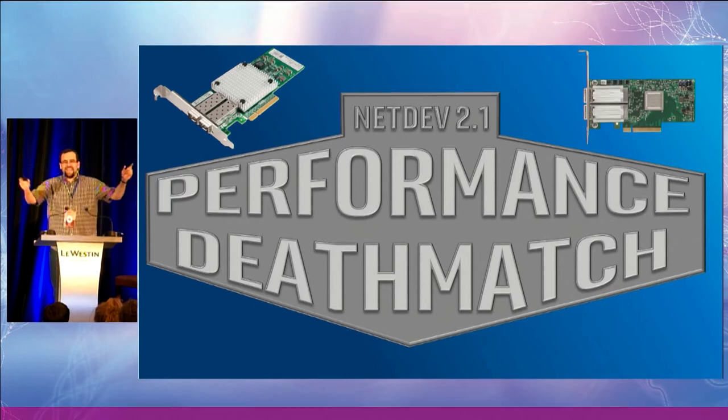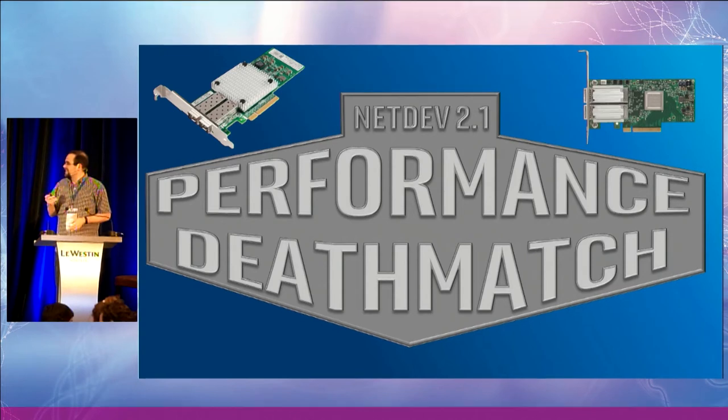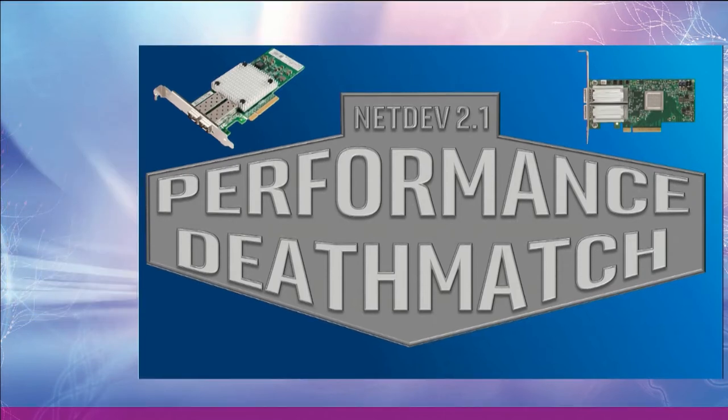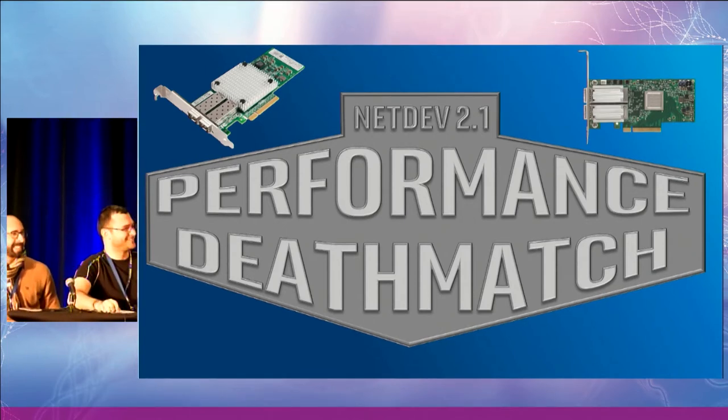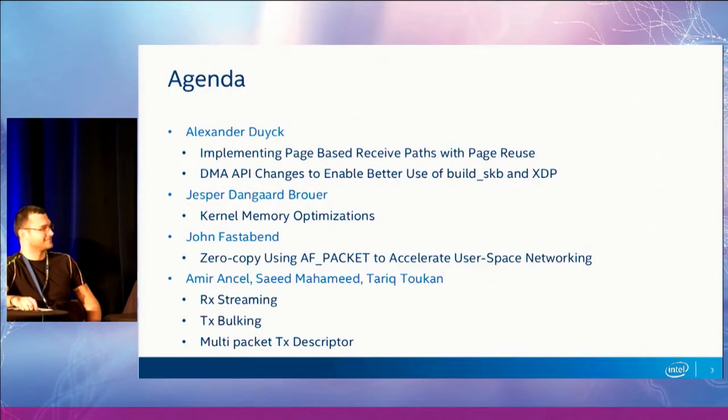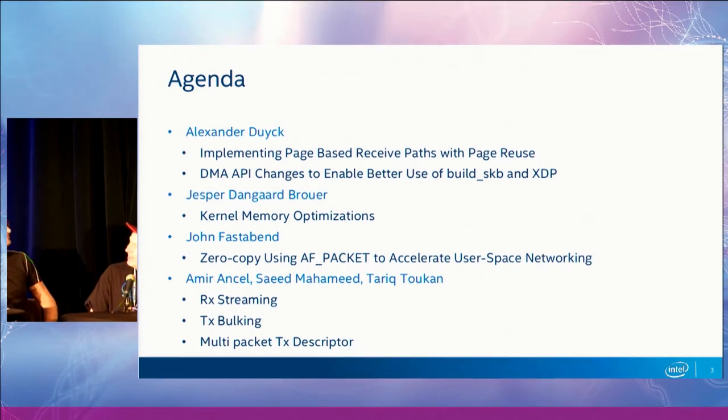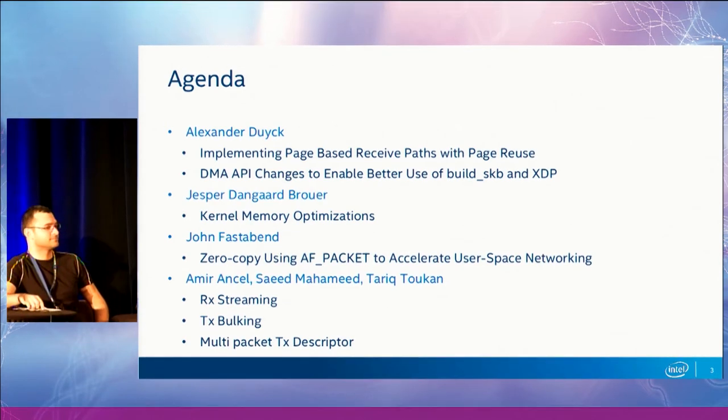At this end of the stage, we have myself and John Fastebend representing Intel. We have Jesper Dangard Brouwer representing... What's that? As a judge. Yeah, as a sort, yeah. As some semi-neutral party, although he tends to favor, you know, the other side a little bit. And then we have Saeed Mohammed, Tariq Tukan and Anil Ansel, who will be representing the Mellanox side of things.